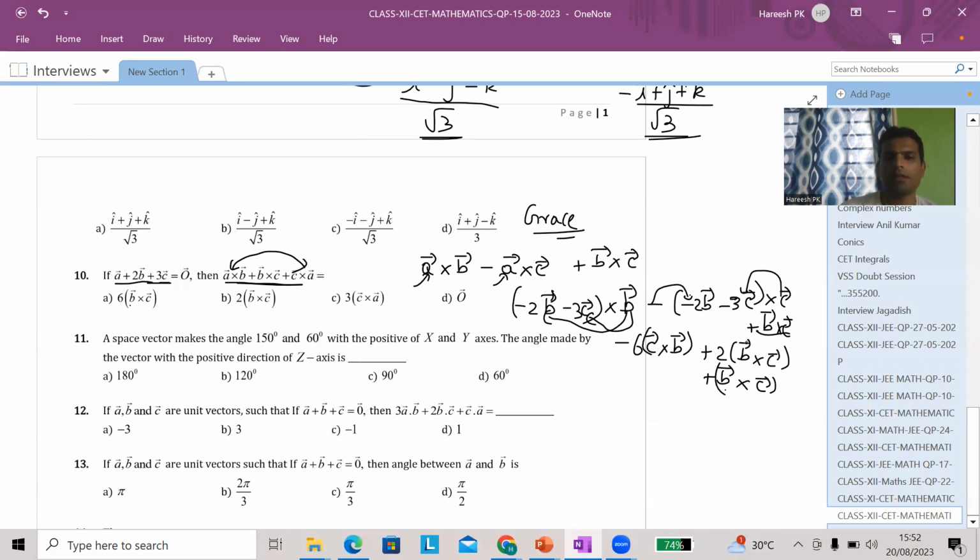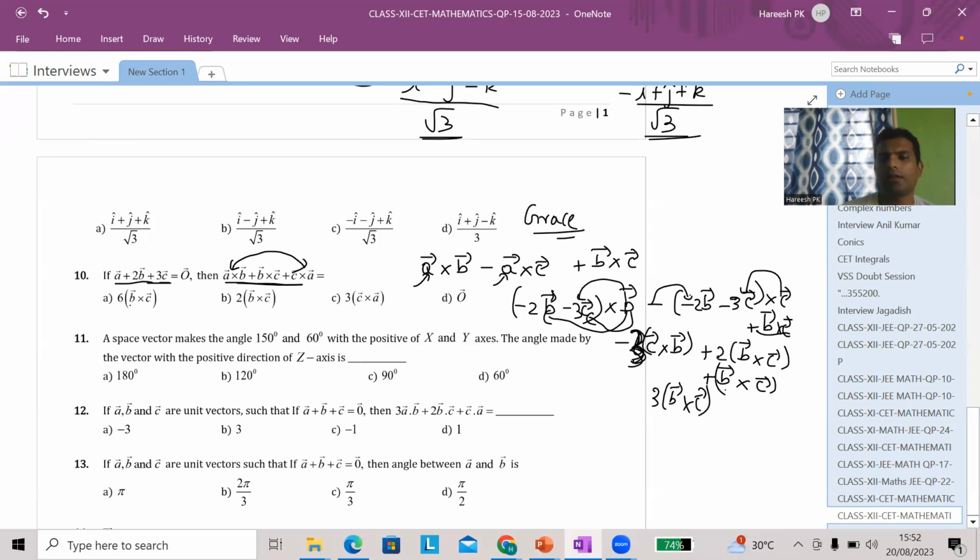Did I make a mistake here? Minus 2B cross B is 0. Minus 3 times, sorry, this is not minus 6, this is minus 3 times C cross B, and then plus 2 times B cross C. So minus C cross B is the same as B cross C, so this will become 3 times B cross C.